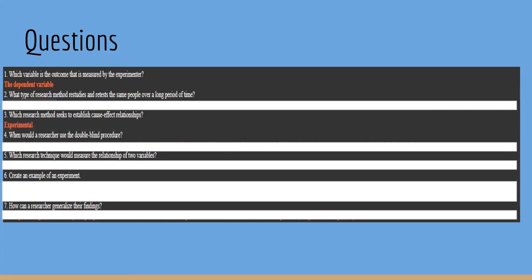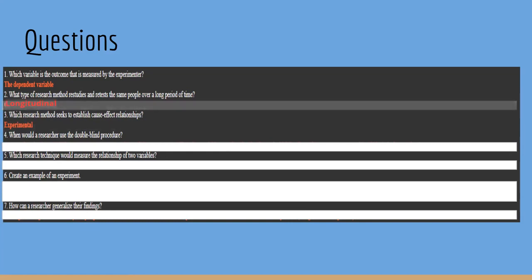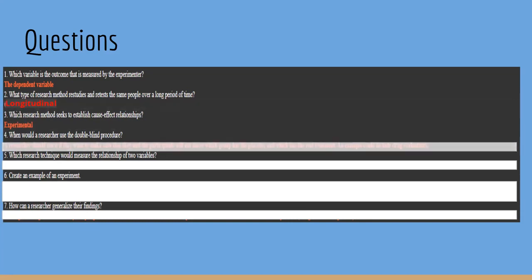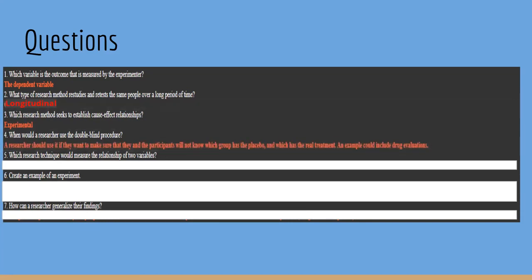When would a researcher use the double-blind procedure? A researcher should use it if they want to make sure that the participants will not know which group had the placebo and which is the real treatment. An example could include drug evaluations.